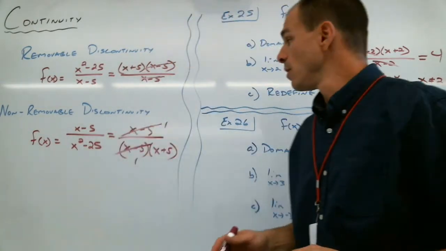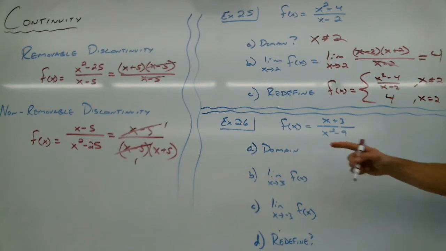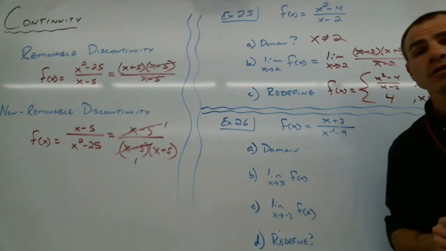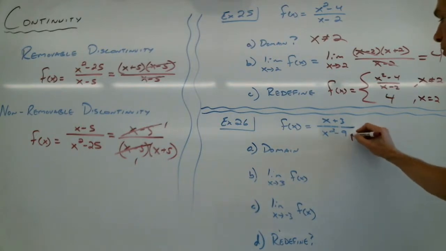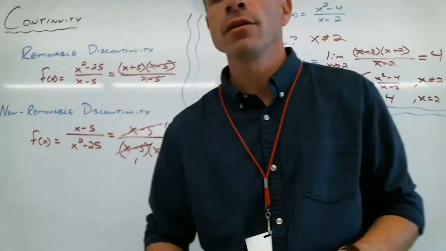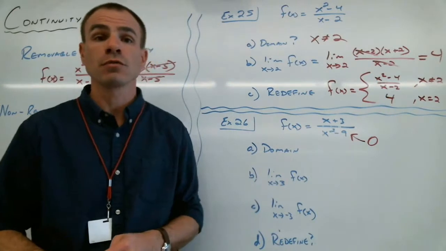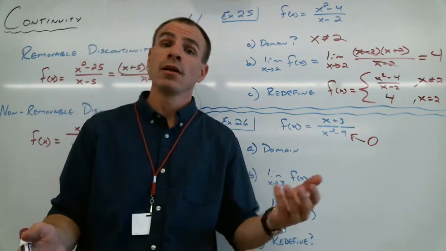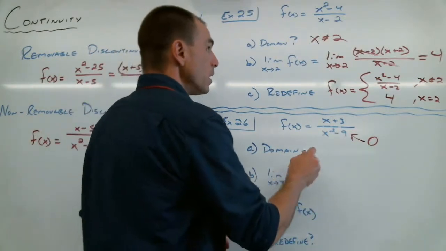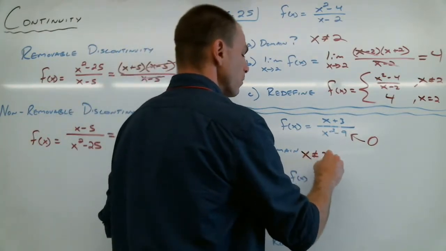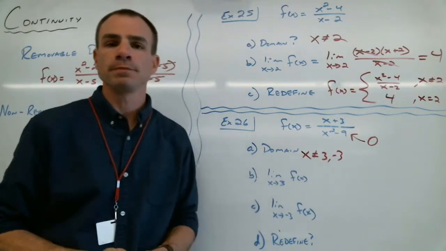In regards to problem number 26, all right, what's the domain of our function now? We have x plus 3 over x squared minus 9. Well, we have an issue where we don't want 0 in the denominator, and there's two values of x which make this true, 3 and negative 3. Negative 3 squared, remember, is 9. 9 minus 9 is 0. So our domain is all real numbers, but x cannot be 3 or negative 3.